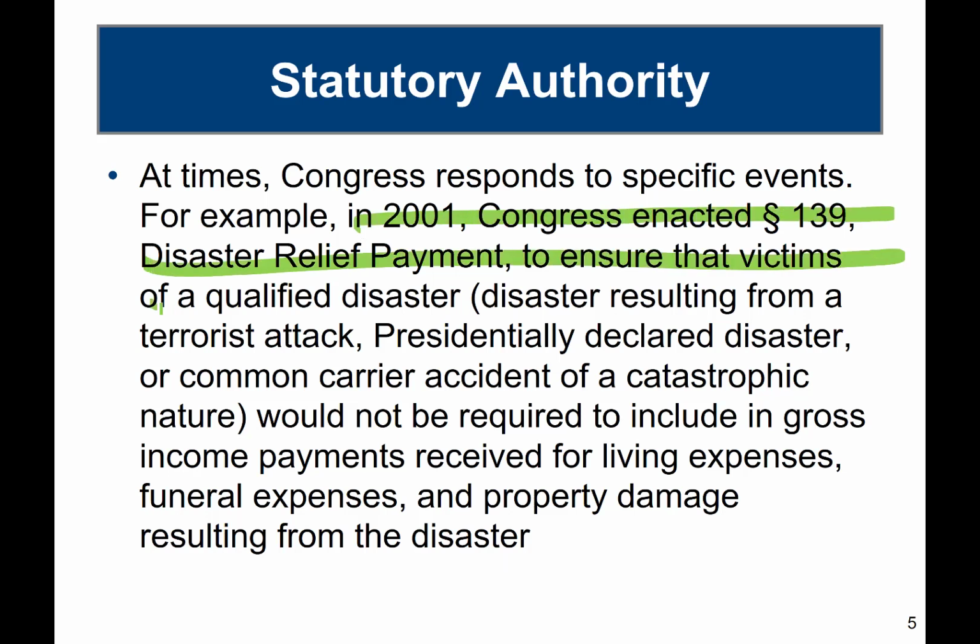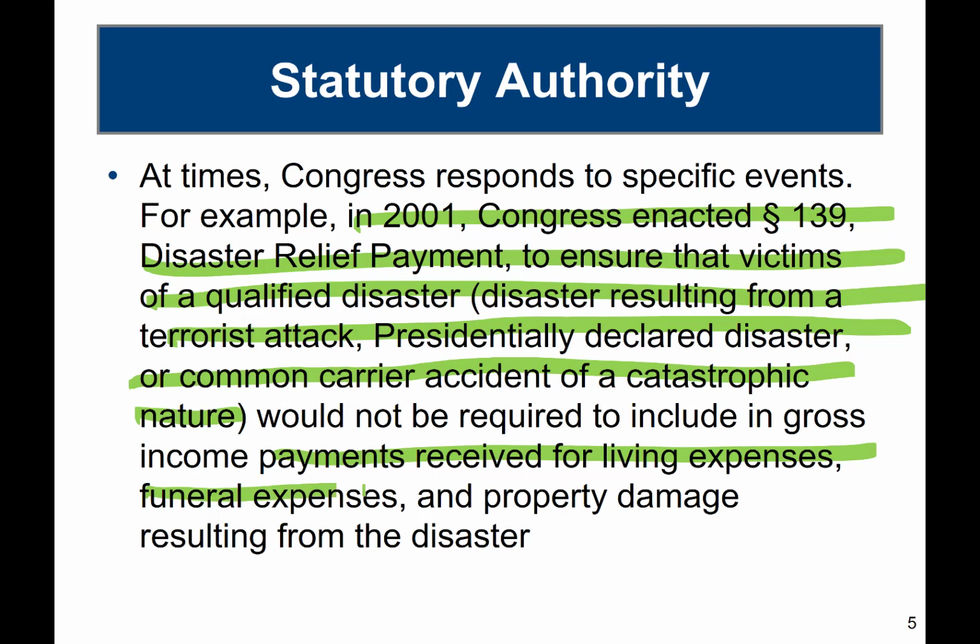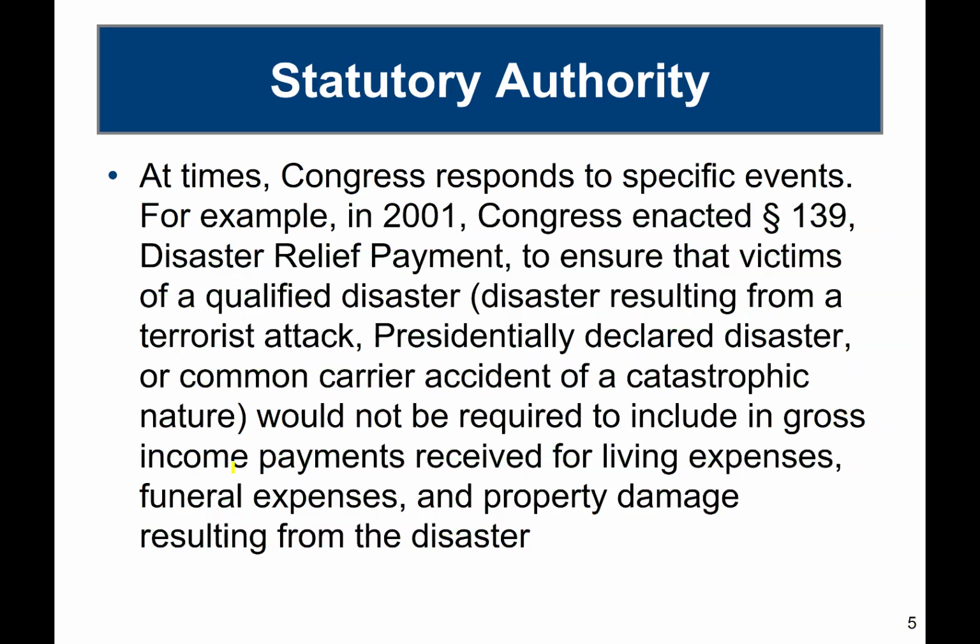Coming over and taking a look at disaster relief payments resulting from terrorist attack, presidentially declared disaster areas, okay? These things, if there are payments received for living expenses, funeral expenses, property damage resulting from the disaster, etc., those are not going to have to be included. Okay, so again, where you're getting payments when there's been some sort of catastrophe, fire loss, those sorts of things, they're not going to require you to pay tax on those. Okay, and that's sort of a general theme.